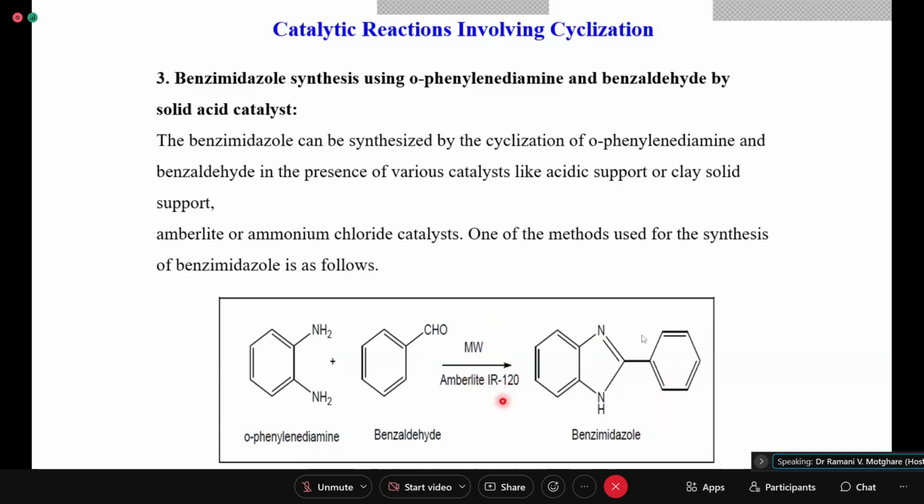One of the methods used for synthesis of benzimidazole is shown here. So this is the orthophenylenediamine. This is benzaldehyde, and these are the catalysts giving benzimidazole.